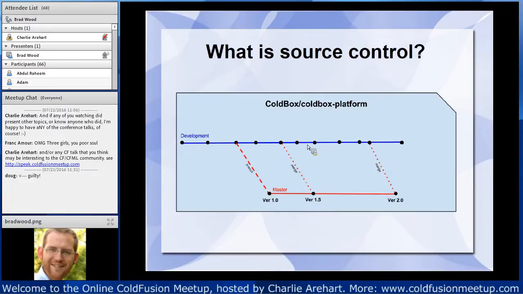Then we put some more commits on our development branch, adding more features, fixing bugs, and we say this is a really good stopping point for version 2.0. We merge those commits down into master, and again, master and dev match, and we tag that as version 2.0. So this is the typical workflow of a Git repository.